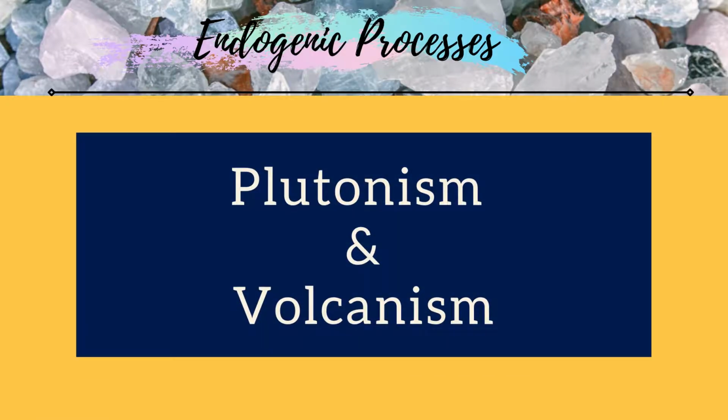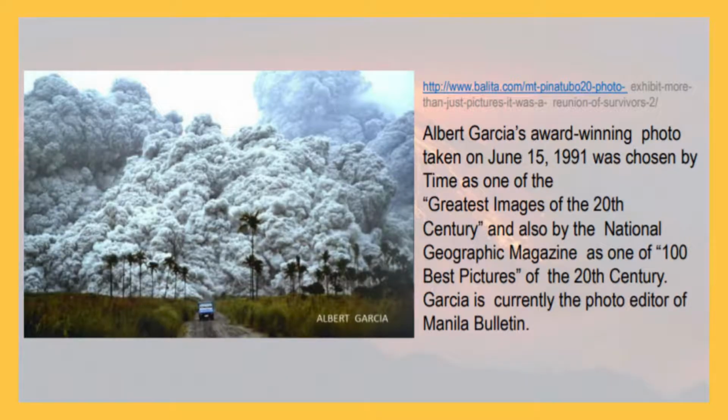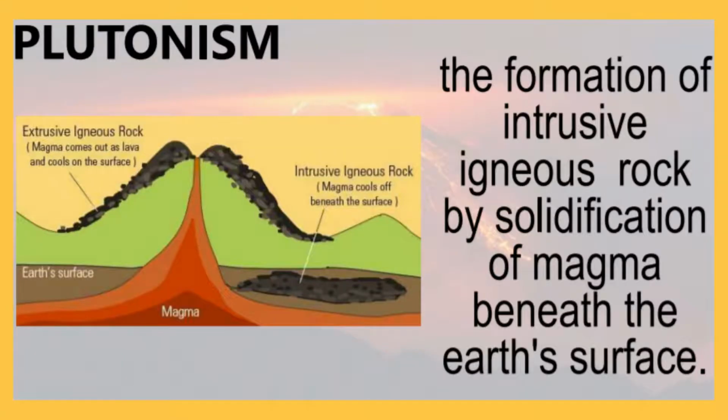Now let's move on to plutonism and volcanism. To begin, we have here a very destructive volcanic eruption. This is a real volcanic eruption and was taken by Albert Garcia way back June 15, 1991. So it will only tell us that plutonism and volcanism can be very destructive. To begin, let us talk about plutonism. This is the formation of intrusive igneous rock by solidification of magma beneath the Earth's surface.